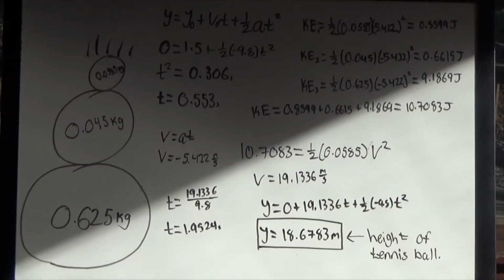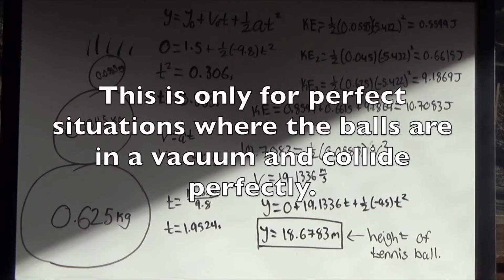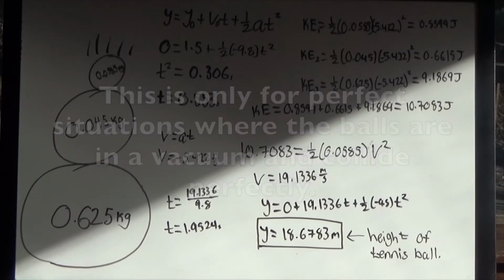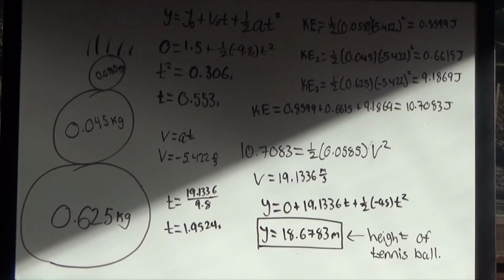Here's the data for how to find how high the tennis ball ended up going. We started with the position function with an initial height of 1.5 meters, a final height of 0 meters, and a 0 initial velocity, giving us just the acceleration of negative 9.8 meters per second squared. Solving for t, we end up with 0.553 seconds. Then, using the equation v equals at, we solve for v to get negative 5.422 meters per second.